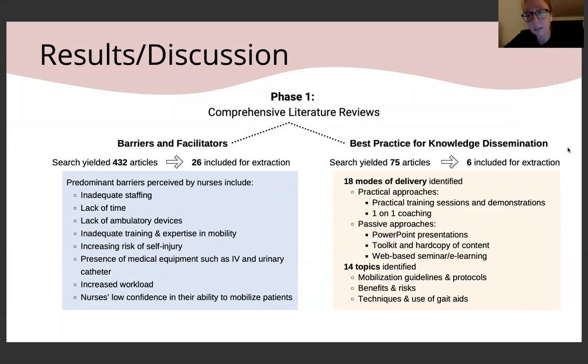And then the best practices for knowledge dissemination. The search yielded 75 articles, only 6 were included for extraction. They yielded 18 modes of delivery, which were identified as either practical, hands-on, or more passive. So one-on-one coaching versus a PowerPoint presentation. And within those 18 modes of delivery, 14 topics were identified on what they were actually taught. And that included mobilization guidelines and protocols, benefits and risks, and the actual techniques of the mobilization.